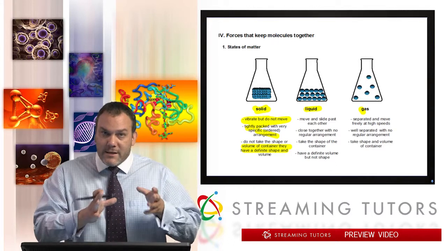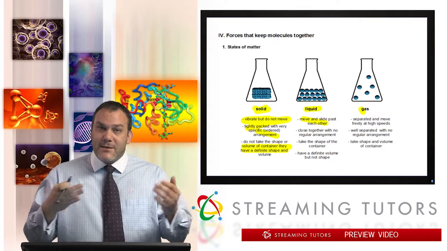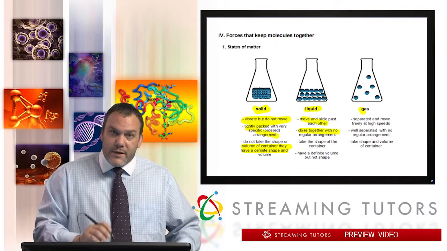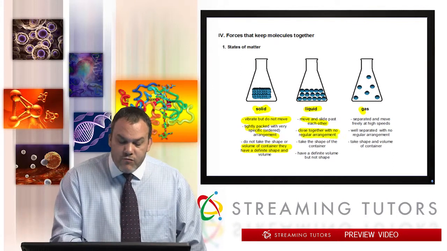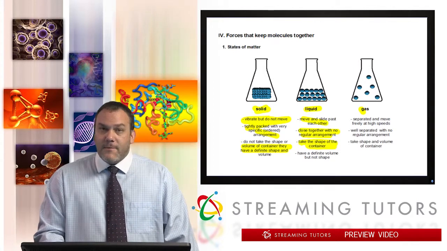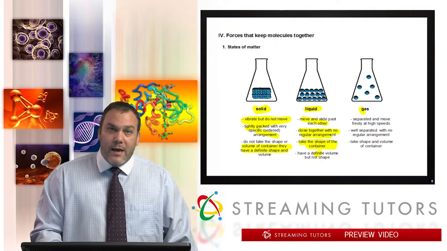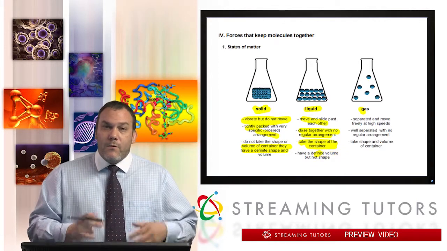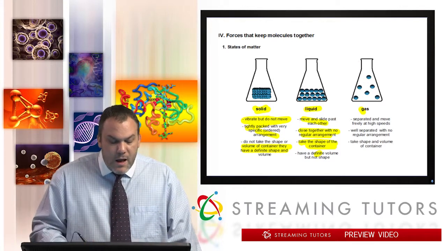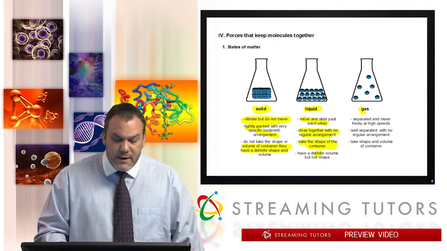Now, unlike a solid, when you look at a liquid, they do move. They slide past each other, so they have motion. They are still close together, just like in a solid, but there's no regular arrangement. And it does take up the shape of the container. So it has a definite volume, but not shape. So solid has shape and volume. Liquid has volume, but not shape.